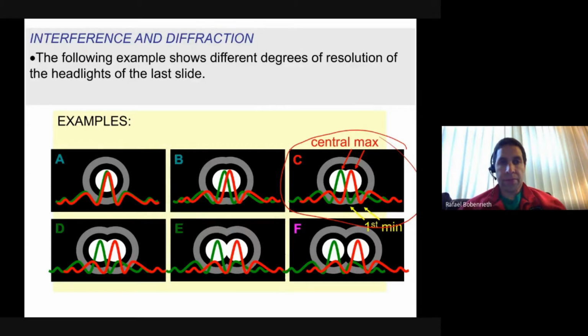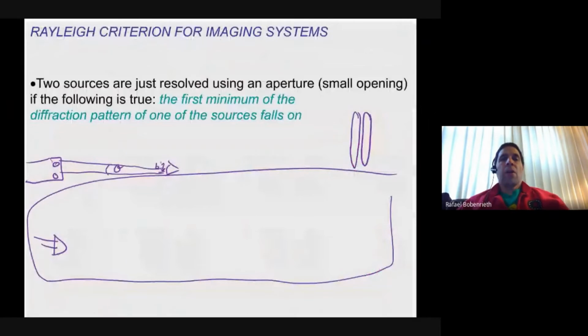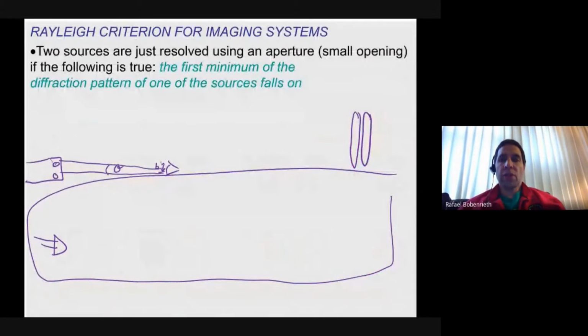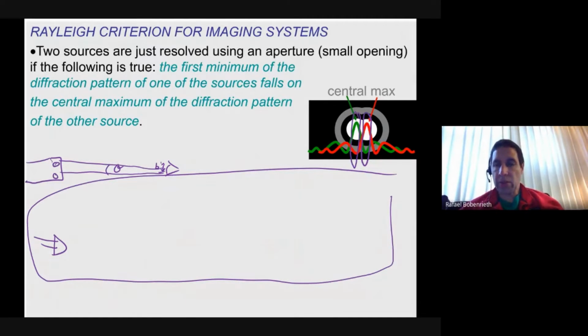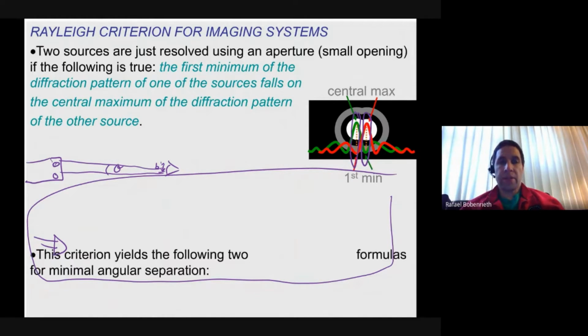Okay, so two sources are just resolved using an aperture if the following is true. The first minimum of the diffraction pattern of one of the sources falls on the central maximum of the diffraction pattern of the other source. So notice what we have here is the red source, its maximum coincides with the first minimum of the green source, and vice versa. And that is effectively what we call the Rayleigh criterion.